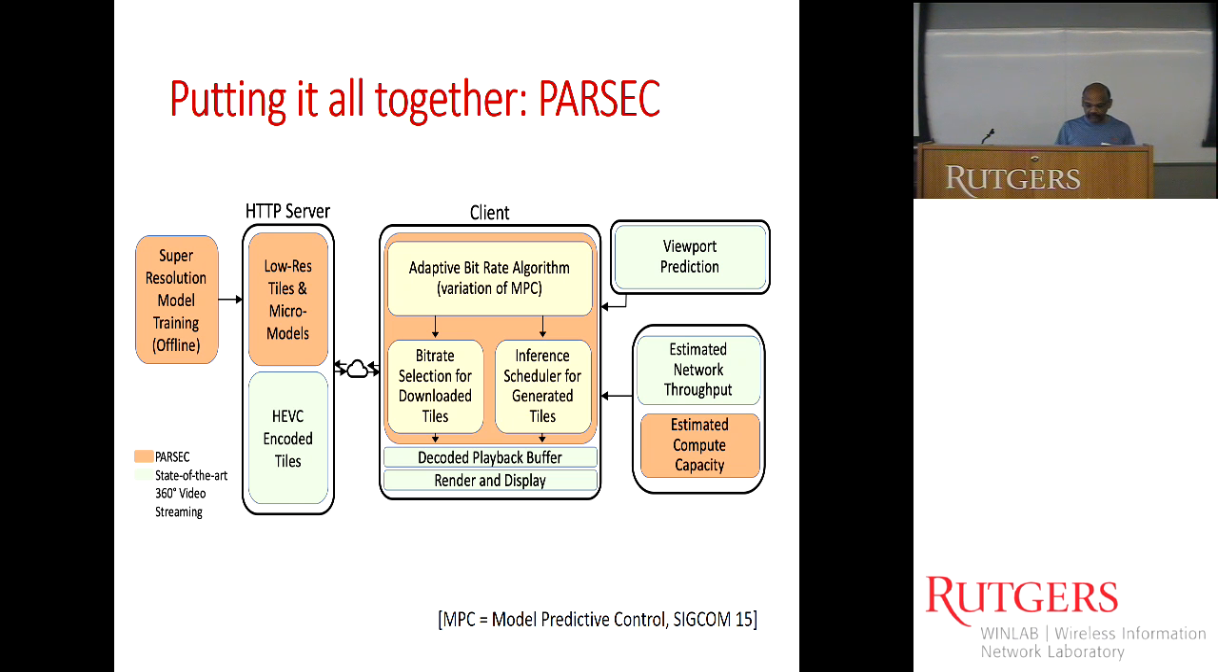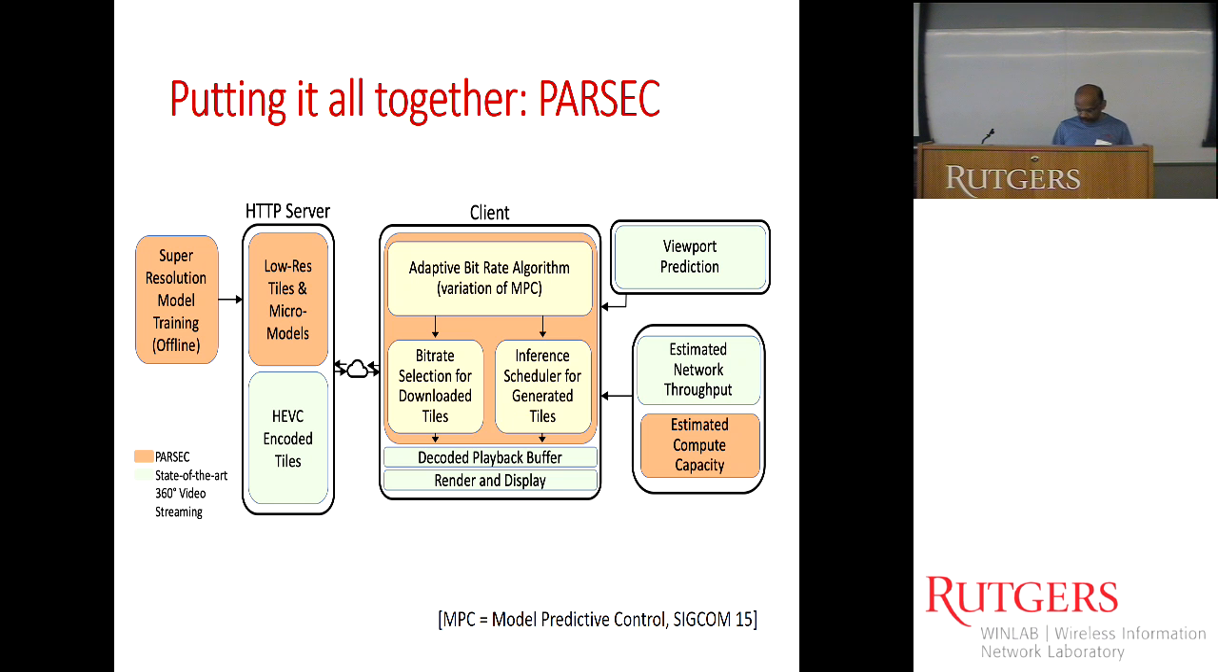called MPC. You figure out if you want to download or generate, and then what bitrate you want to select for the downloaded tiles, and then schedule. If you want to generate, you schedule the generation of these tiles. And then they all come together and you put them together in the playback buffer. And obviously there are inputs to this: the predicted viewport, your estimate of the network throughput, and your compute capacity.